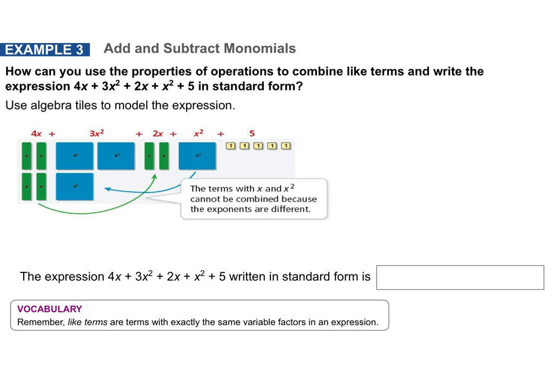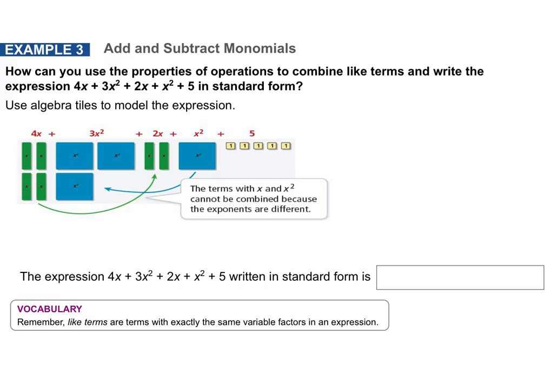Adding and subtracting monomials. So here we're going to use algebra tiles to model the expression above in order to combine like terms and write our final answer in standard form. So using algebra tiles, we can use different shapes or tiles for the different types of terms. So we have an x term, which is represented by the green rectangles. Then we have an x squared term, which is represented by a square. And then we have these single little boxes of ones representing just constants, just numbers.